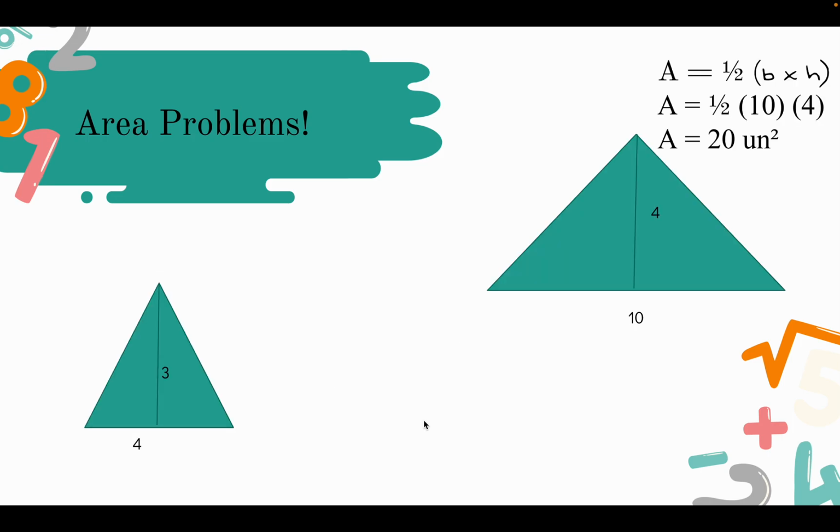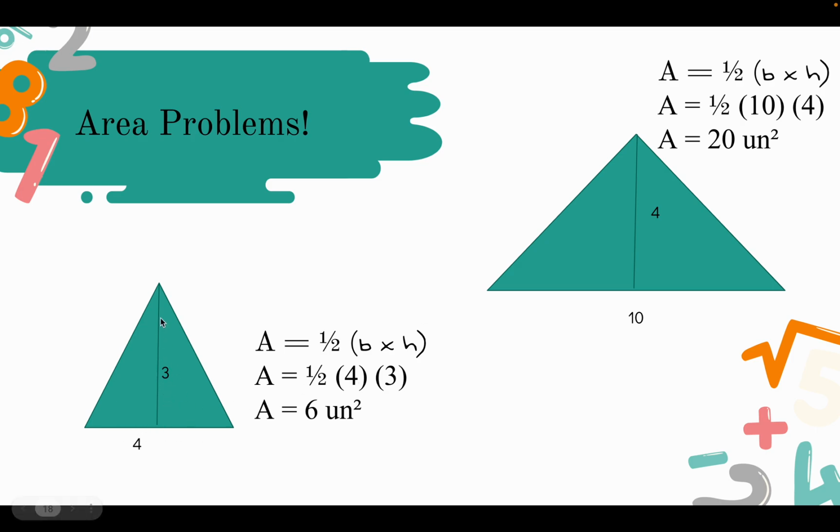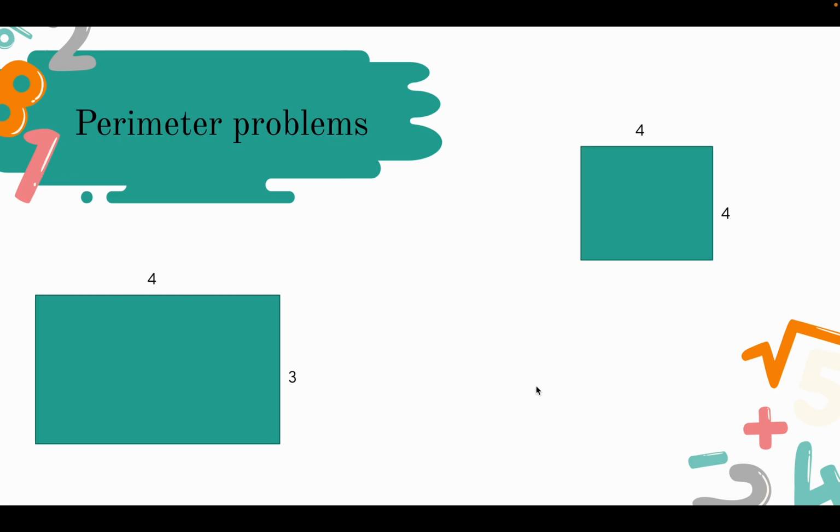Here's some more problems. For this triangle up here, you have 10 as your base and 4 as your height. So you do 1/2 times 10 times 4. 10 times 4 is 40. 40 divided by 2 is 20, so 20 units squared. Area is equal to, again, 1/2 base times height. Base is 4, height is 3, so 4 times 3 is 12, divided by 2 is 6 units squared.